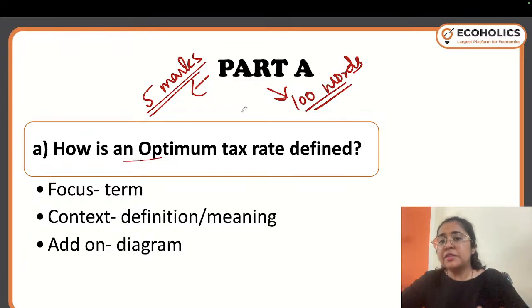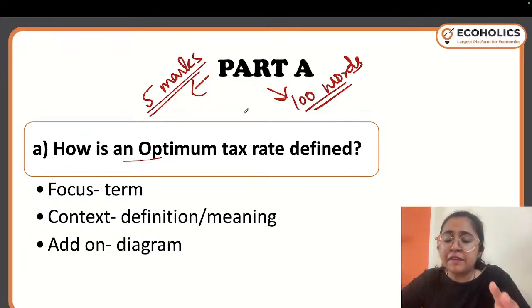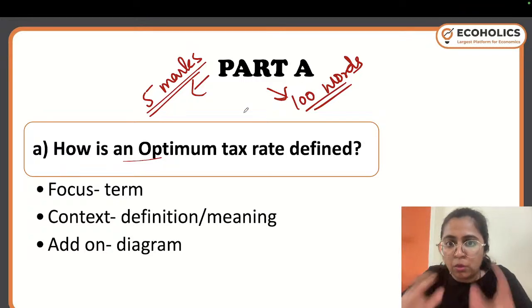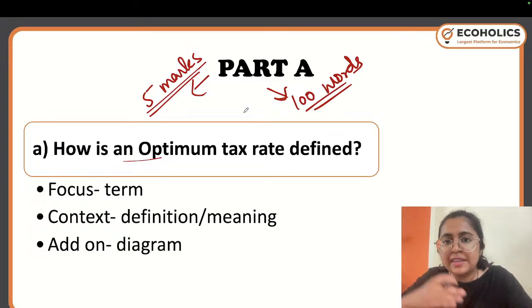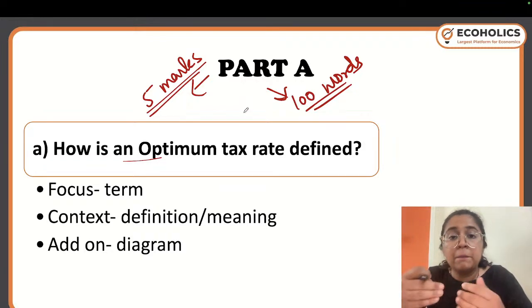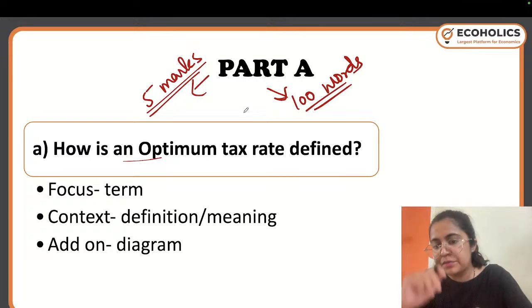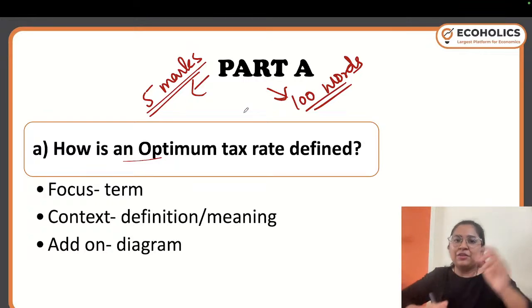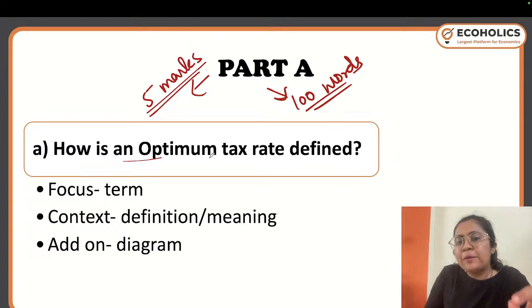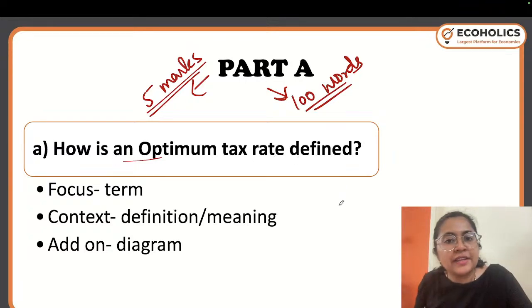Here you need to identify that these 100 words should mean the most. Whatever you are giving as an answer should be your best foot forward. The first question of part A: how is an optimum tax rate defined?